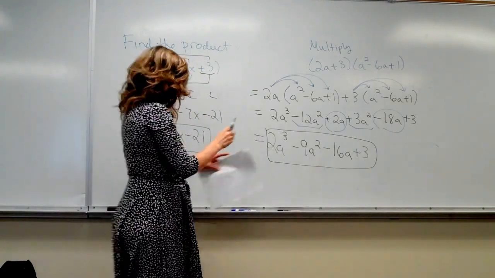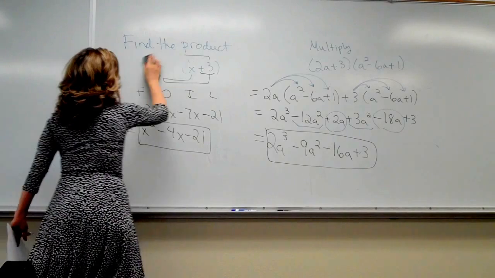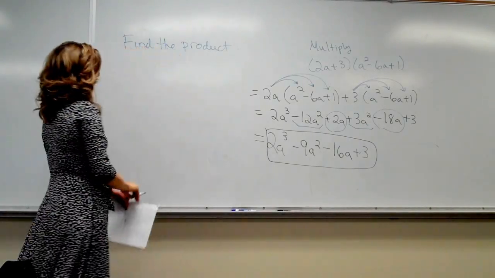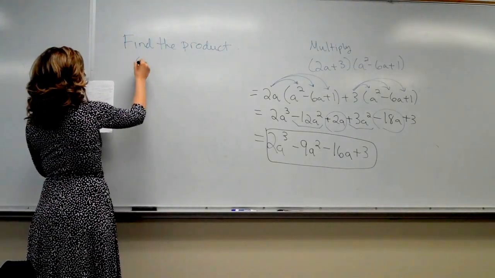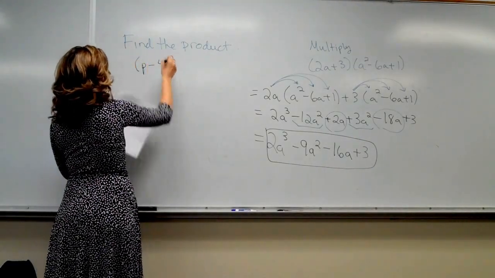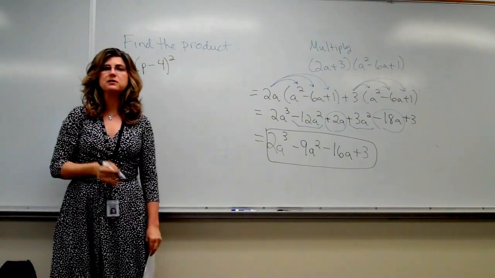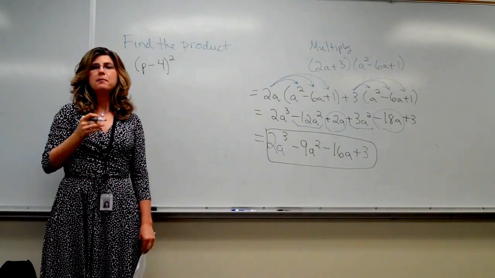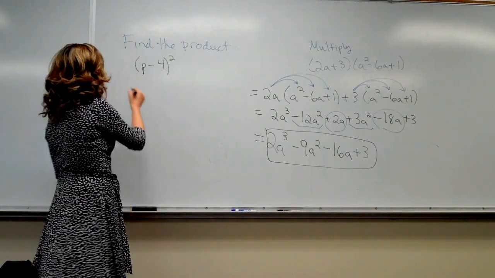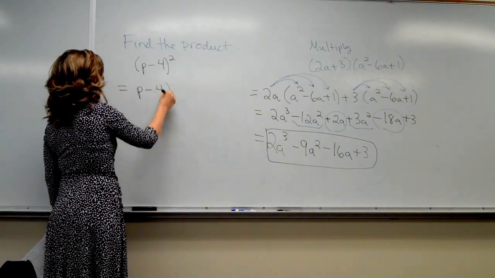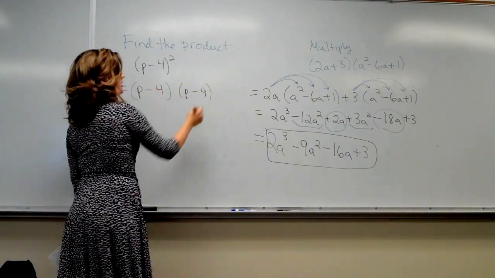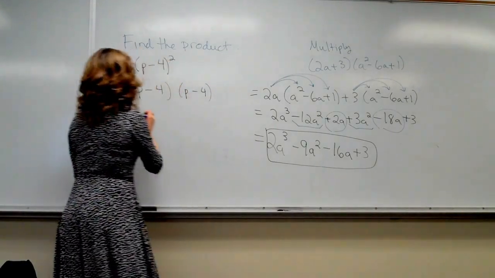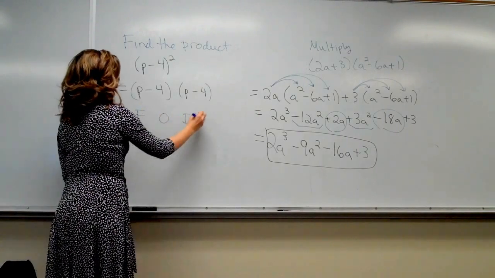So I'd like to do one more type of product before we close this video out, because it's very similar to the one that was here. Suppose that we are supposed to find the product of p minus 4 squared. Now this is not equal to p squared minus 4 squared, just so you know. That's a common error that students make. But since it's a binomial that's squared, this is really the same as p minus 4 times p minus 4, isn't it? And for most students, the easiest thing to do is just write this out and then use the FOIL method just like we did on the last problem.